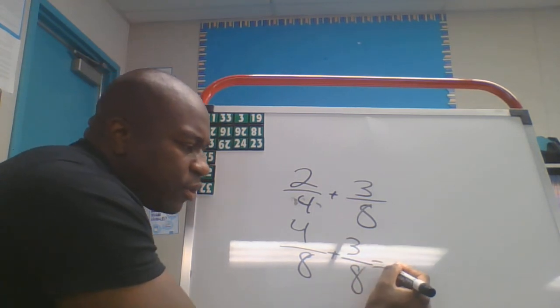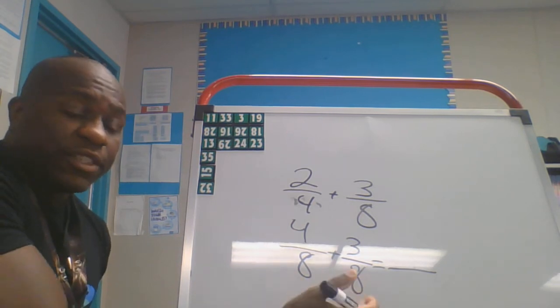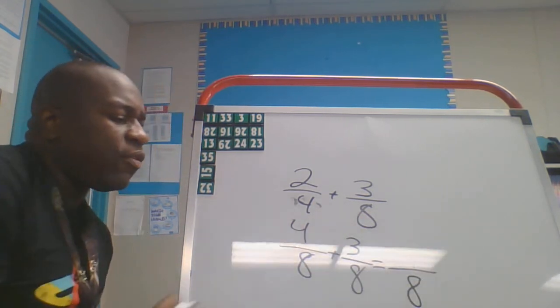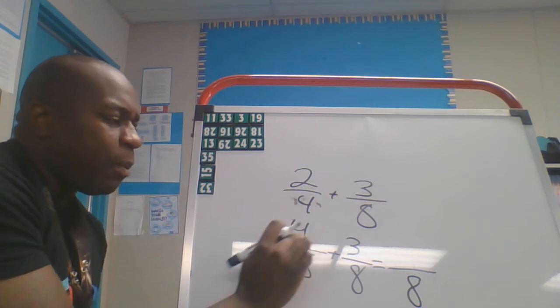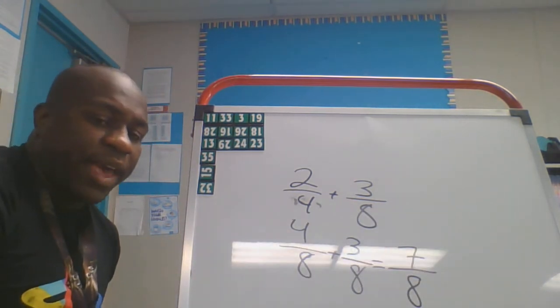Now what happens with our denominator? Do we add these together? If you said no, you're correct. We just slide it over. It stays the same. But we add at the top. 4 plus 3 gives us 7. And we have 7/8, okay?